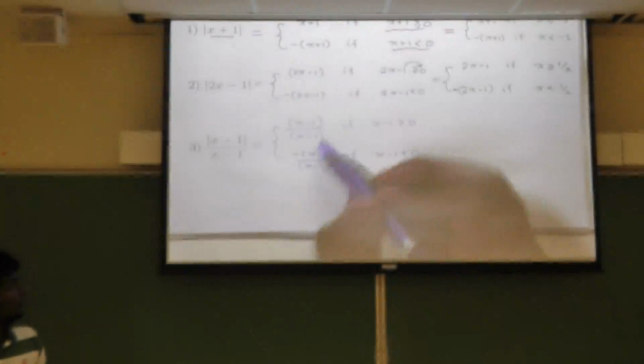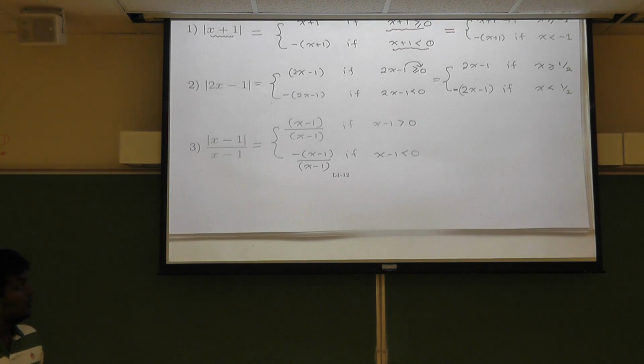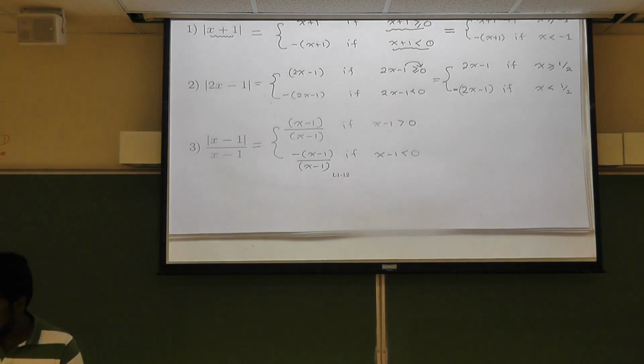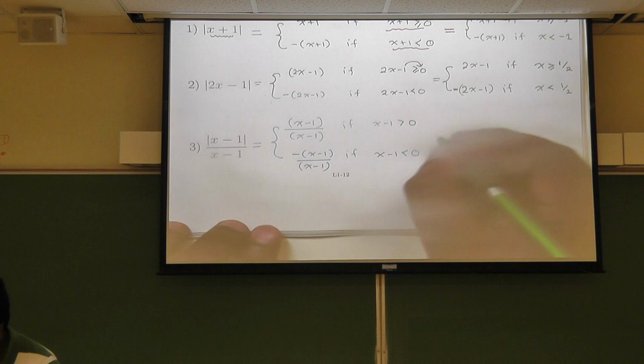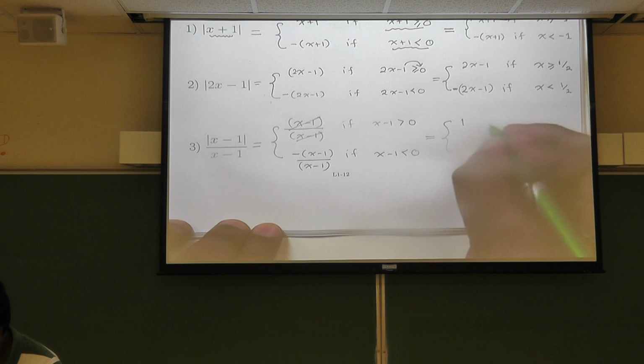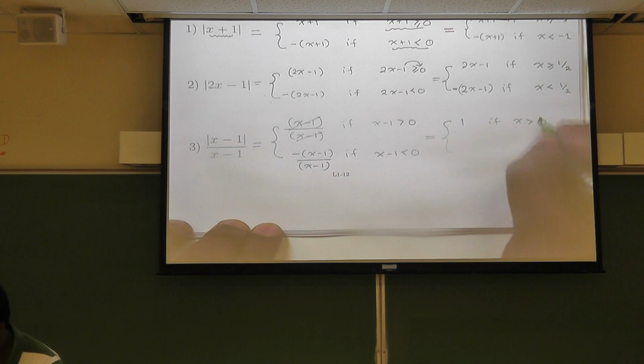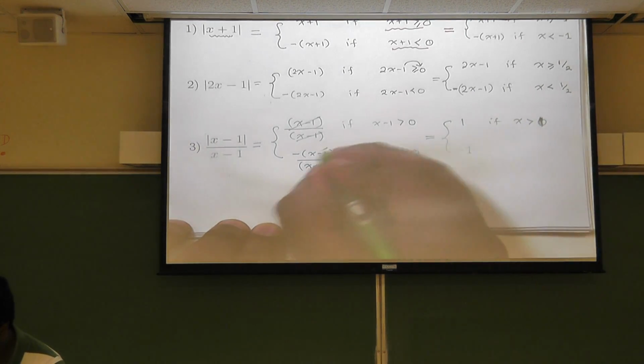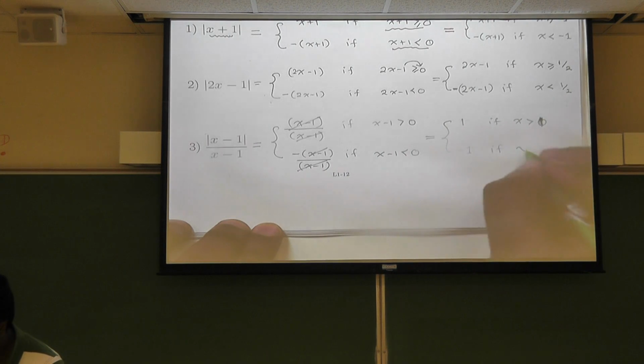Now here you can notice that I did not write an equal sign here. The reason for that is if x minus 1 is equal to 0, I will be dividing by 0, and that is not allowed in math. So for that reason, I'm not writing greater than or equal to 0, I'm just writing greater than 0. Just notice that. And then you can see that you can actually cancel this off and you get 1 if x is bigger than 1. And negative 1 because you can cancel these two off if x is less than 1.